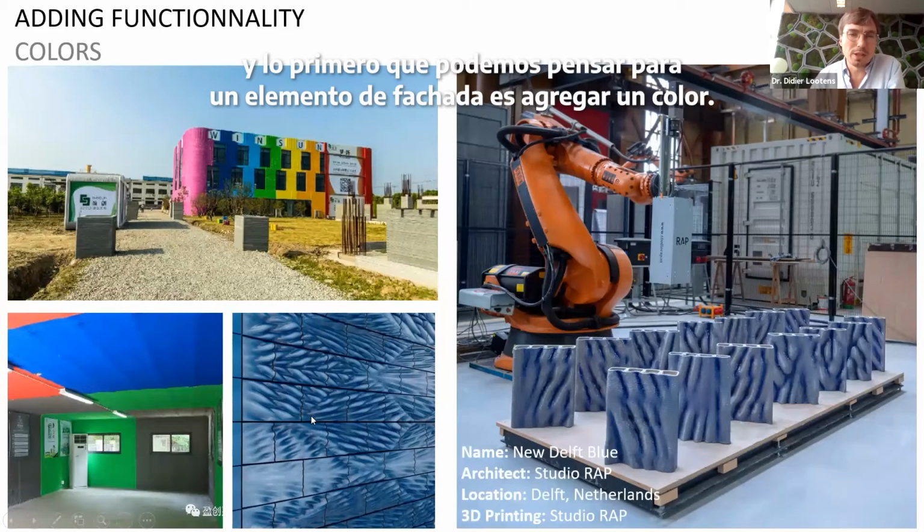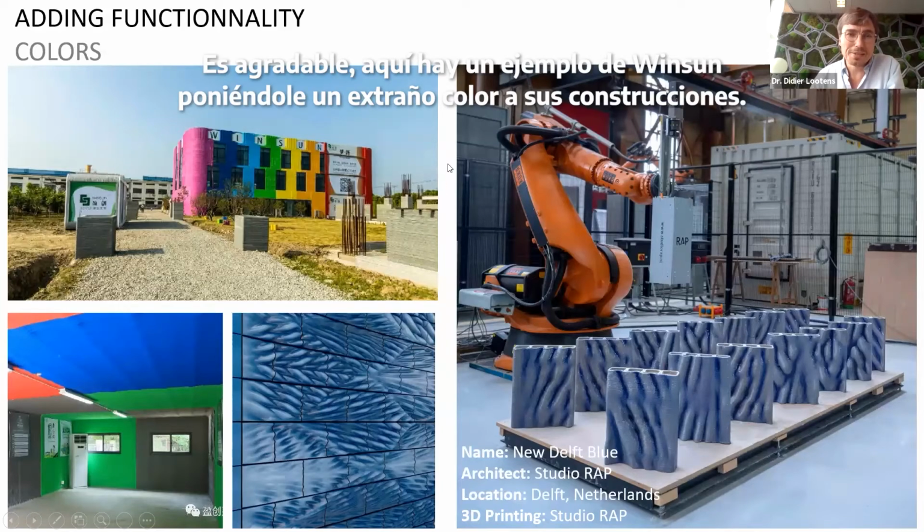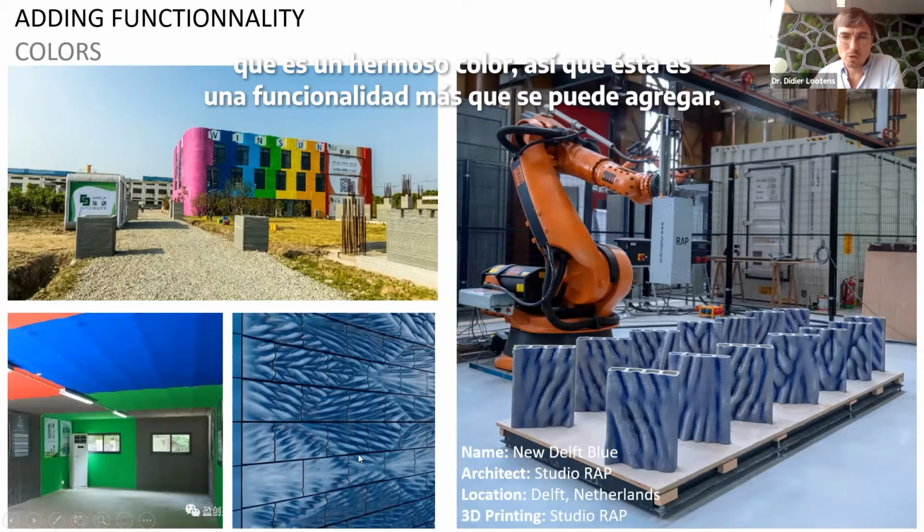And the first functionality that we can think of for a facade element is to add a color. So putting color in a building is not easy to make it nice. So here you can have an example of Winsun putting strange colors in their buildings. You have a better example in Europe, which is done in ceramics with a blue color and beautiful colors. So this is one more functionality that you can add.